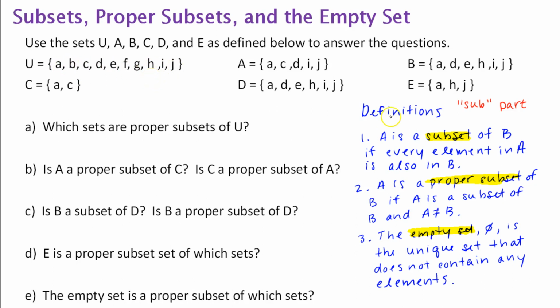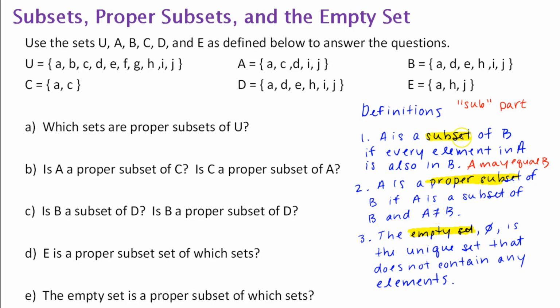So let's review a few definitions first. A is a subset of B if every element in A is also in B. A is a proper subset of B if A is a subset of B, so that means it meets the previous requirement, but we also require that A is not equal to B. So we could write here, A may equal B. It's not required to. But with a subset, the two sets could be equal, and with a proper subset, they're definitely not equal.